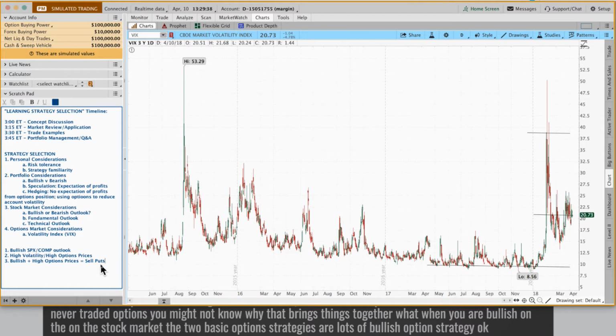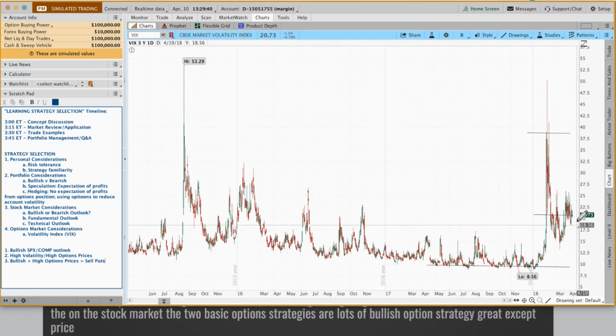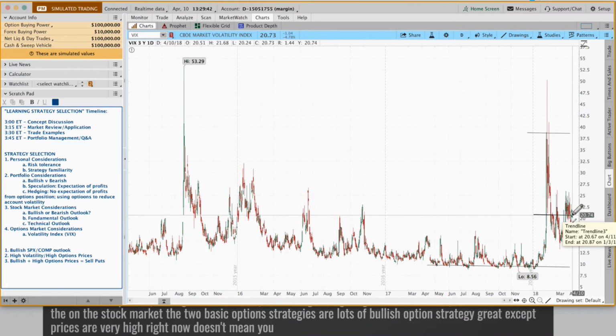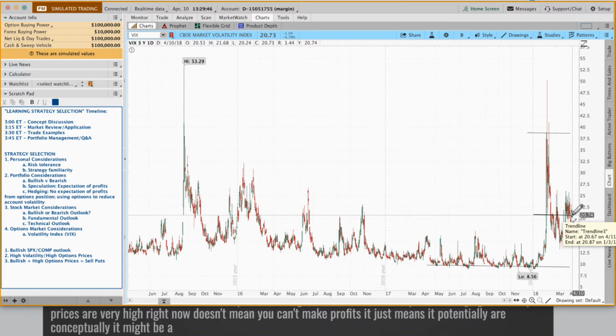Buying calls, great, except prices are very high right now. Doesn't mean you can't make profits. It just means that potentially or conceptually it might be a little bit harder, right? Selling puts is also bullish.